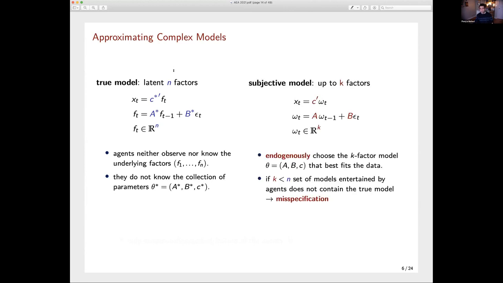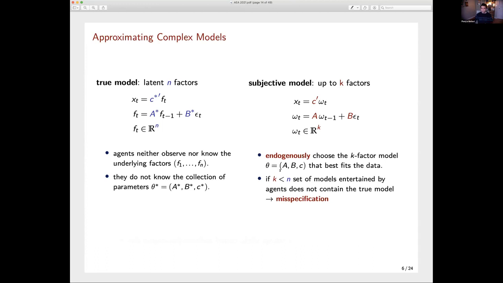Rather, the agents are going to rely on a set of subjective models in order to forecast the value of the fundamental. The agent's subjective models have the same form as the true model. It's a latent factor model, except that in the agent's model, the number of factors is k. So we have the same structure: k factors that follow an AR process with Gaussian innovations, and the agents believe that the fundamental is some linear function of the k factors. Now this model has some parameters, A, B, C. These are matrices and vectors of appropriate dimensions. We're going to assume that the agents learn these parameters, and we're going to focus on the asymptotic limit where the agents have essentially learned whatever can be learned.